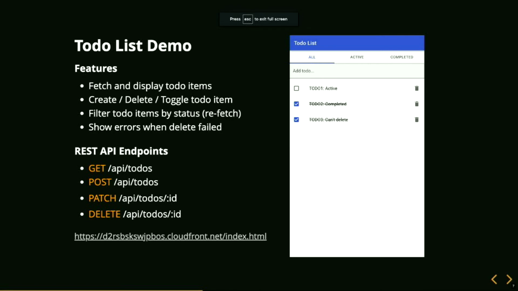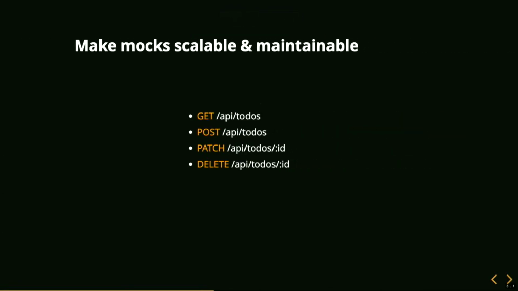OK, let's go back to our slides. As we see, the to-do list application consumes 4 API endpoints, so it does not have a big issue managing the mocks. However, imagine that when developing a much more complex application, we would have a much larger number of API endpoints to call and mock. In this case, keeping mocks maintainable and scalable becomes a challenge.